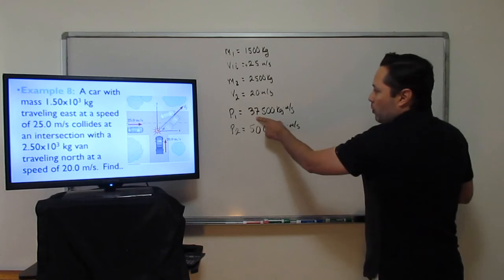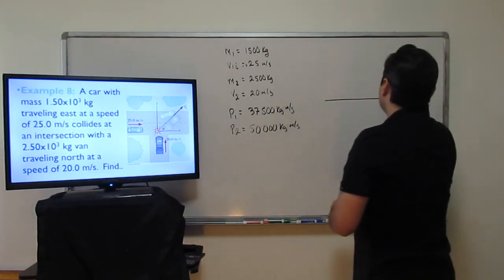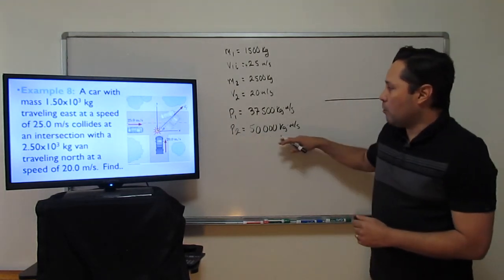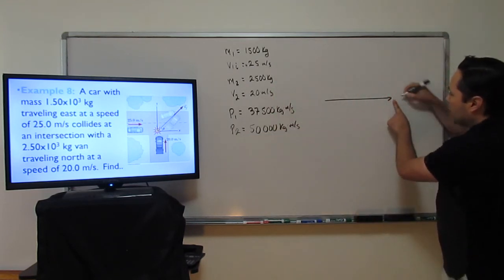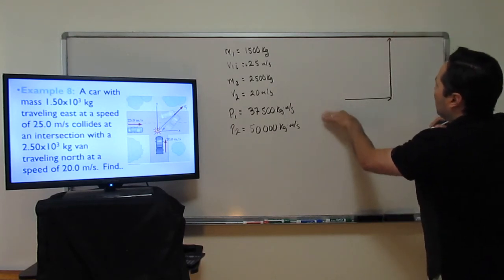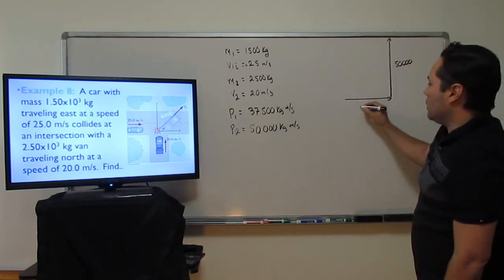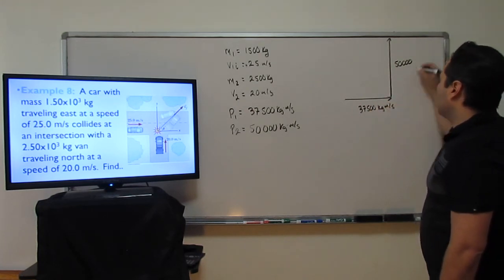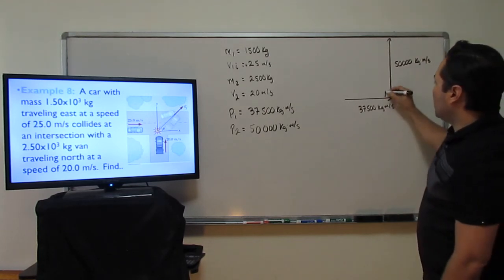Our first component is the momentum of the car, which is going to the right, 37,500. Next, my next vector is going to be the momentum of the truck, which is going northbound. So from the arrowhead here, that's going to be the tail of my arrow, it's going to go 50,000. I ran out of board, so I'm going to make this one a little smaller. So this is 50,000 versus this one, which is 37,500 kilograms times meters per second. All right, so that's what we got.